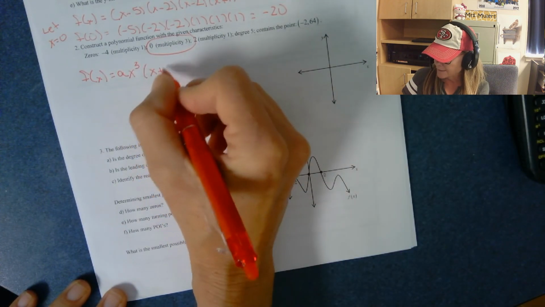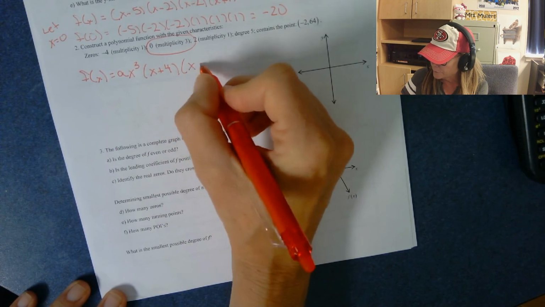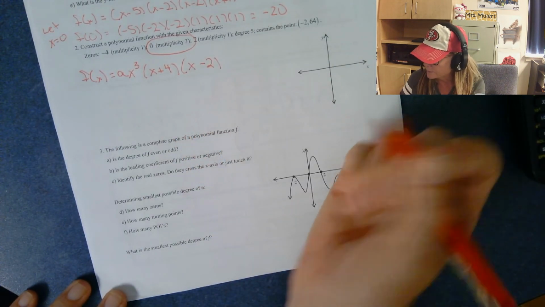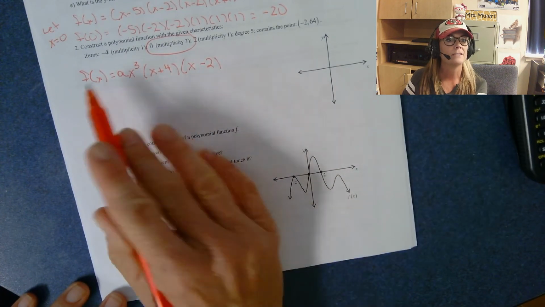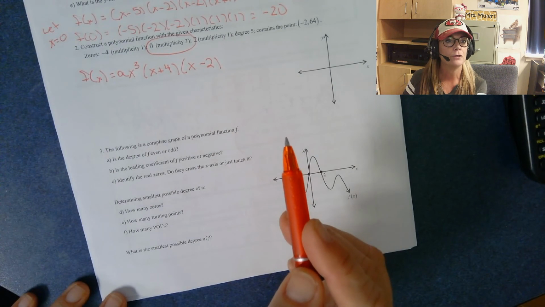Negative 4, so that goes in as x plus 4 with multiplicity 1. And 2, so x minus 2 with multiplicity 1. It says we're at degree 5, so that makes sense because this would be 1, 2, 3, 4, 5. All right, so we're pretty good here, but we need to find the a value.